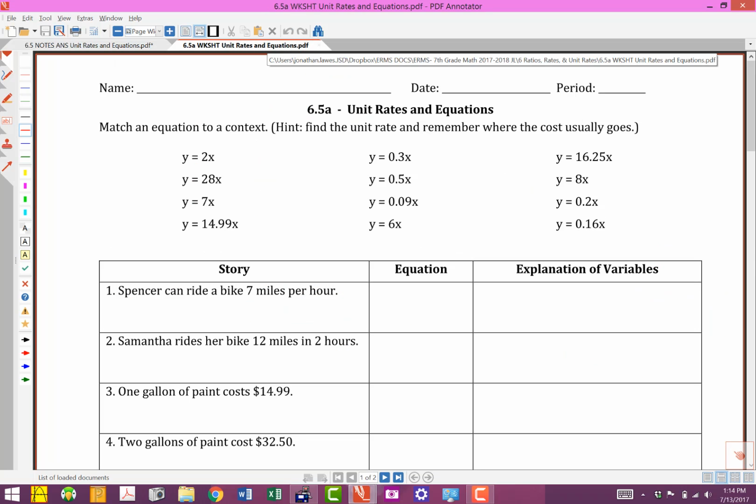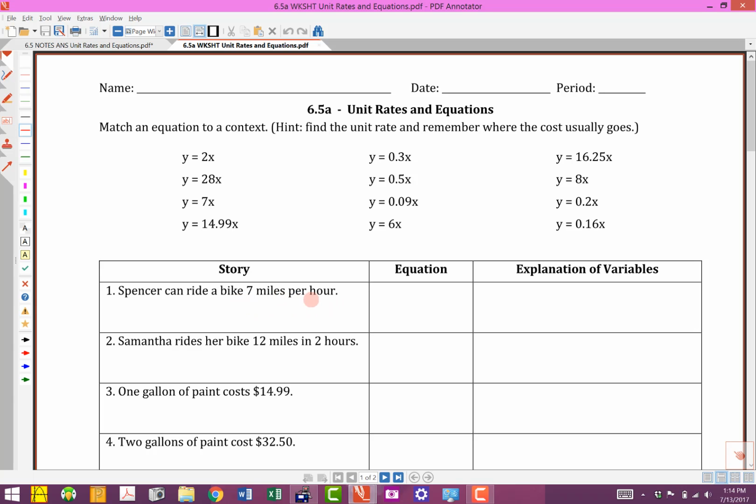So on number 1, it says Spencer can ride a bike at 7 miles per hour. It wants you to write an equation, and then it wants you to write an explanation of variables. And it says up here, match each equation to a context. Hint, find the unit rate and remember where the cost usually goes. So if there's a cost in one of these problems, remember the dollar amount usually goes on the top. But this one's pretty easy.